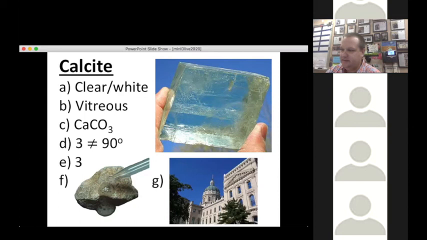Letter D, 3 cleavage, but they are not equal to 90 degrees. They are tilted. Letter E was the hardness, and this is also very soft. It's a 3. I can't scratch it with my fingernail, but I can scratch it with just about everything else. Letter F, what happens when you put acid on the mineral? It bubbles, it fizzes, it dissolves.